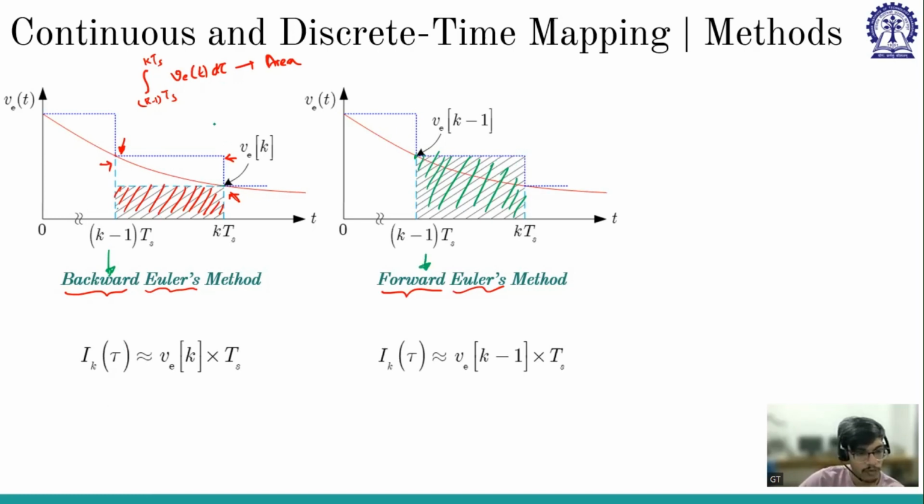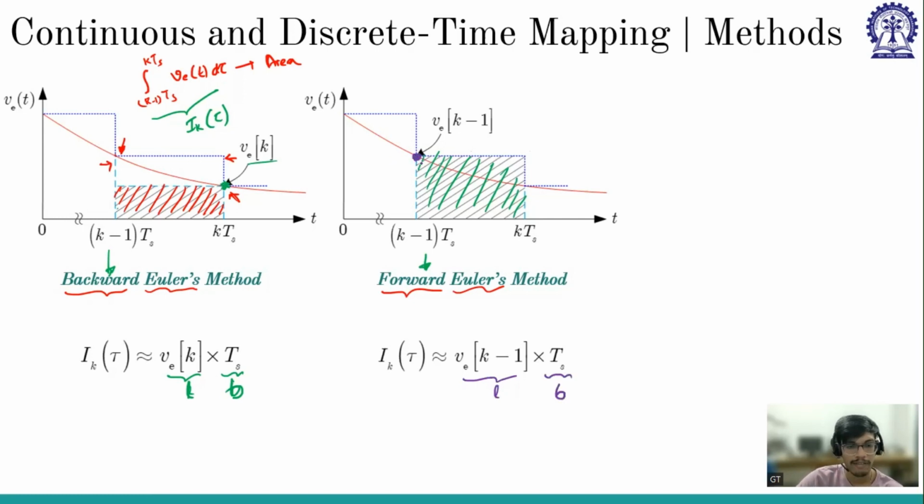So here, this is our Ik of tau, right? Here Ik of tau is nothing but VE of k. So this is a rectangle. You can consider this as length and this is breadth. So the area of this is VE of k into TS. So this is VE of k, this sample. And here VE of k minus 1, right? So VE of k minus 1 into TS. So here this is the length and this is the breadth. So this is one possibility.